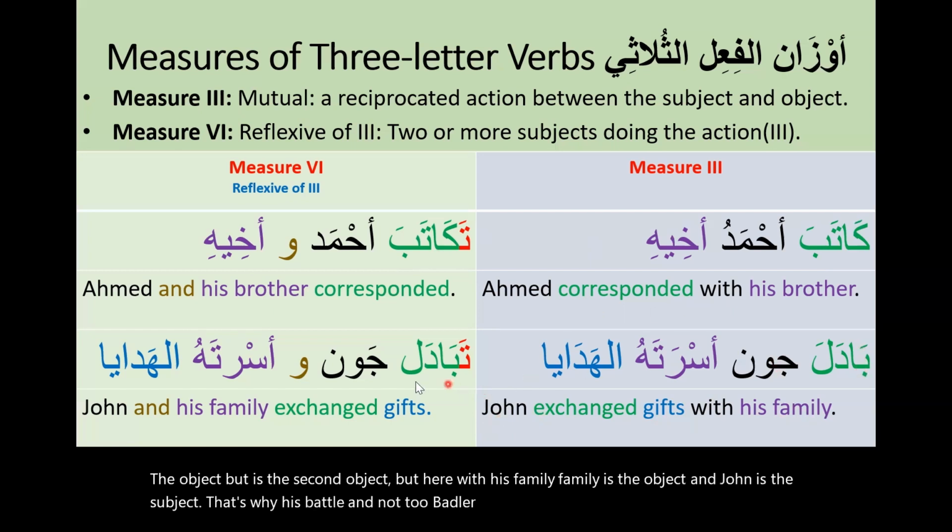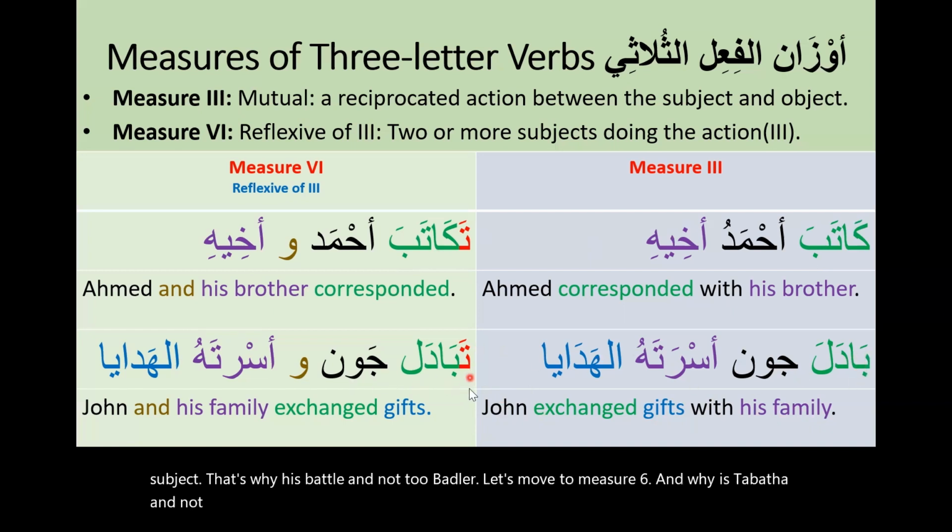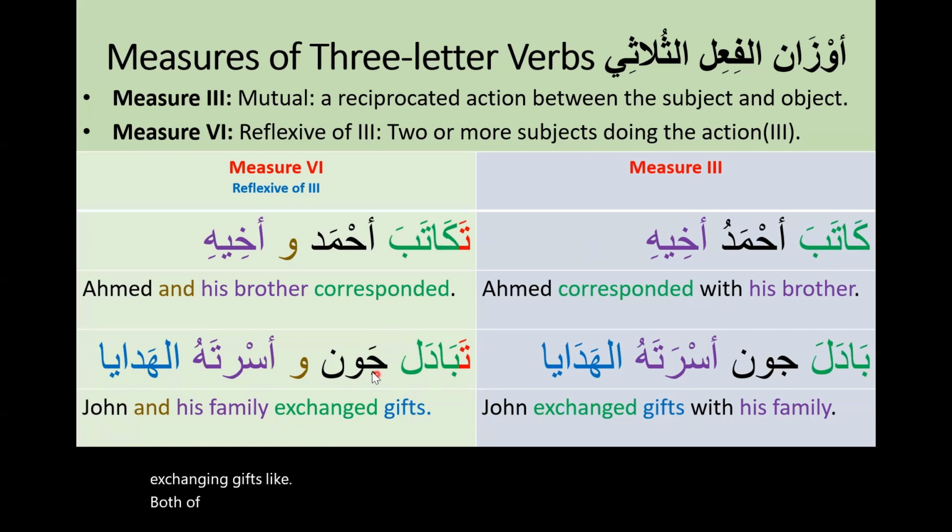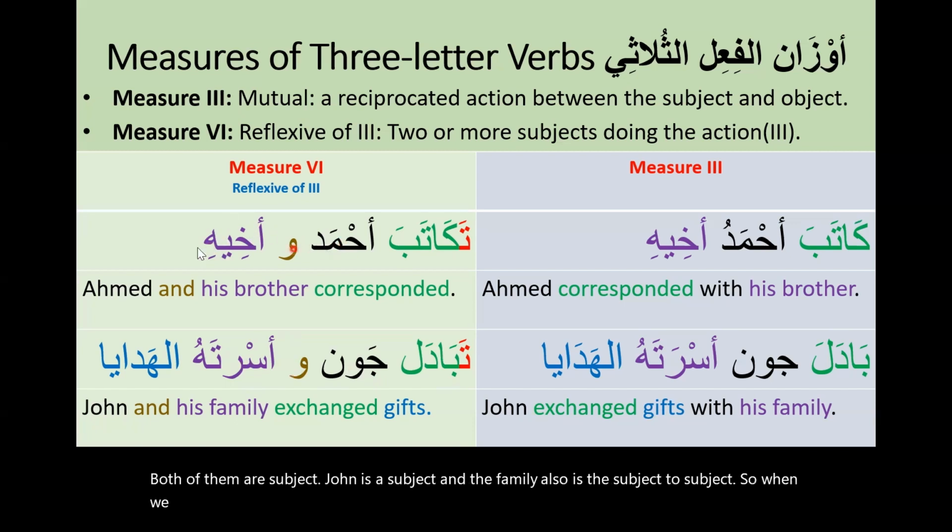Let's move to measure 6. And why is it tabadala and not badala? Well, تبادل جون وأسرته الهدايا. So John and his family exchanged gifts. Both of them are subjects. John is a subject, and the family also is a subject, two subjects. So when we have two subjects doing the same thing to themselves, they exchange, collectively and actively doing the action.